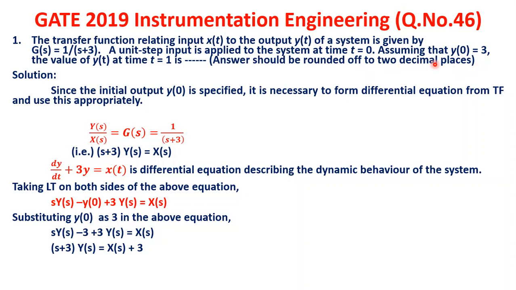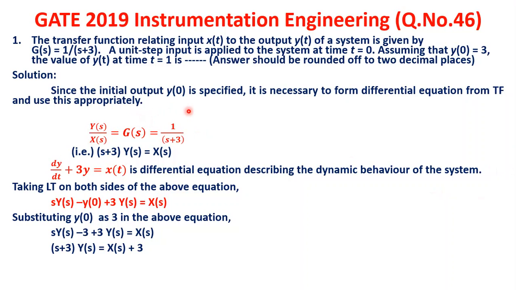So this is a problem in which the initial output is specified. Since initial output is specified, we cannot take the transfer function as it is with 0 initial conditions. Therefore, from the transfer function given, we should take the differential equation governing the dynamic behavior of the system. From the differential equation, we have to substitute the initial condition by taking again the Laplace transformation. So that is what I have done here.